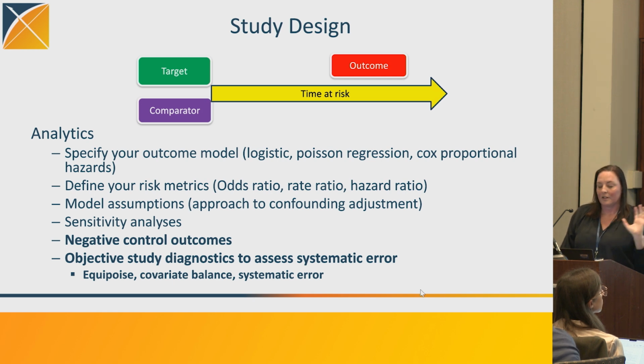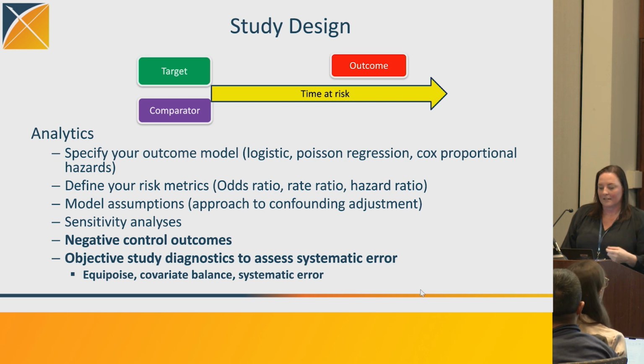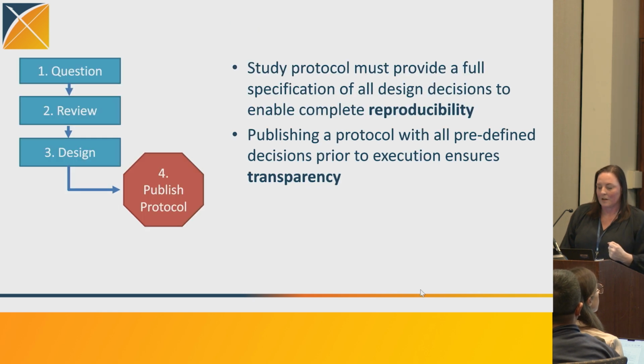Define your risk metric, define your model assumptions, define any sensitivity analyses. Think about what negative controls you're going to use, and you'll hear a lot more about negative controls throughout the course of this symposium. It's really important to think about how you're going to understand systematic error in your study and pre-think all of those through. Okay, so you've thought all about that, you've defined all your cohorts, you've defined your analysis, and you've got your study plan. Now you have to write a protocol.